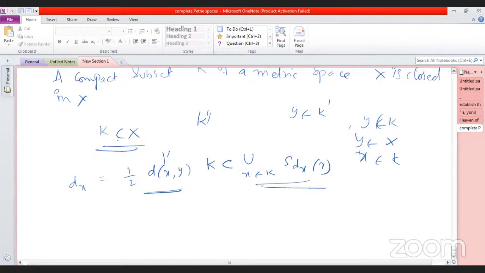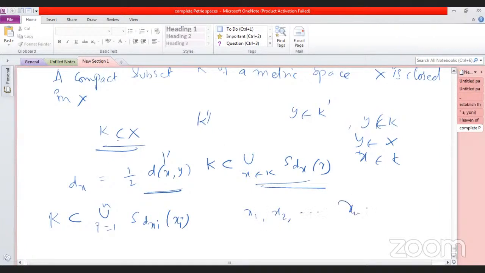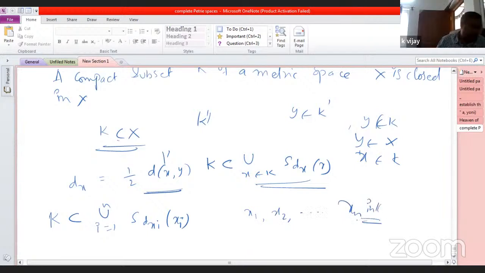Sir, it becomes open, compact. So therefore K is a subset of the union of i equal to 1 to n of S(x_i, r). So for finite numbers, what do we take x as? What do we take x as here? x1, x2, ... xn, we are taking them from the elements of K.